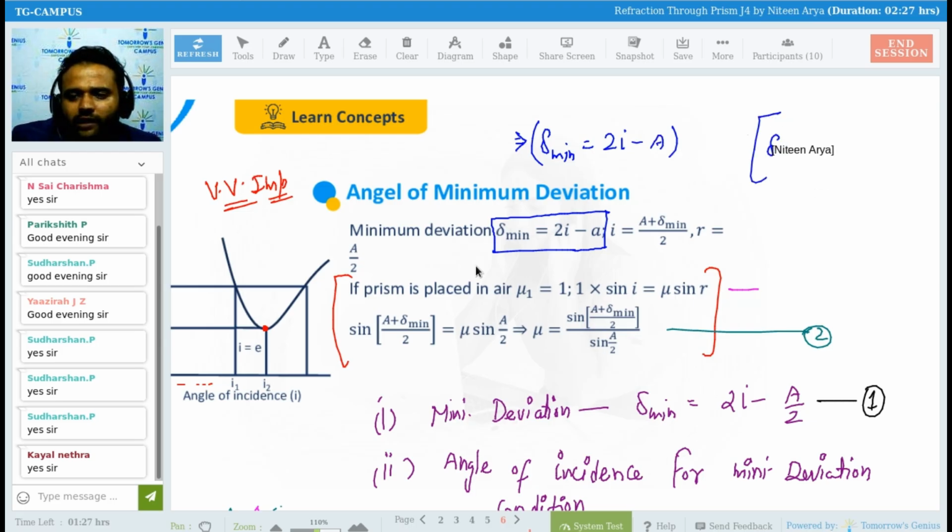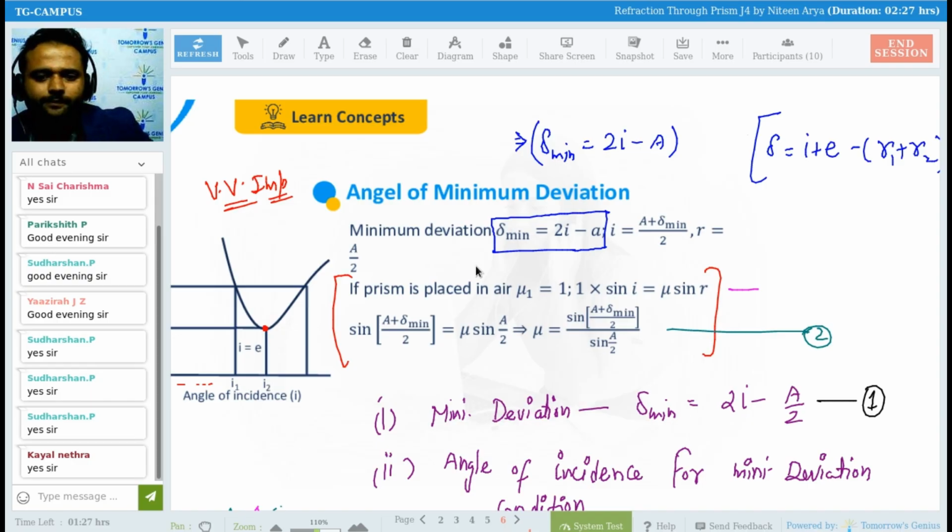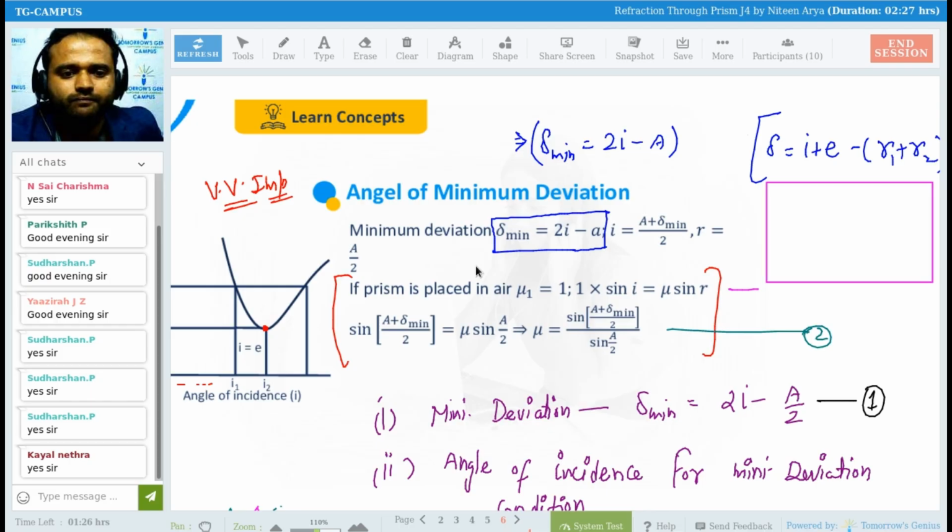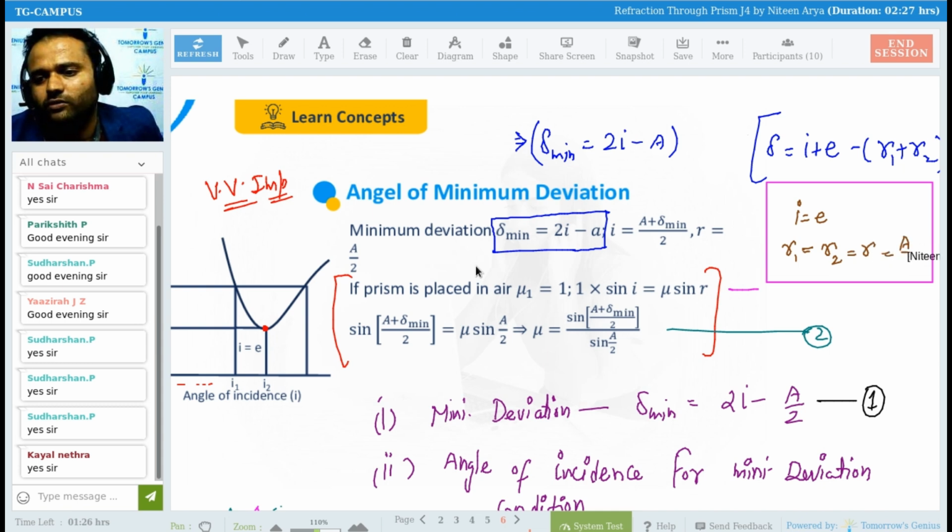Because simply we know angle of deviation is nothing but I plus E minus R1 plus R2. That is the angle of deviation. So R1 plus R2 is going to be A for minimum deviation, and I equals E. Okay. Let me note it down again. I equals E, and R1 equals R2 equals R equals A by 2. This is the minimum deviation condition.